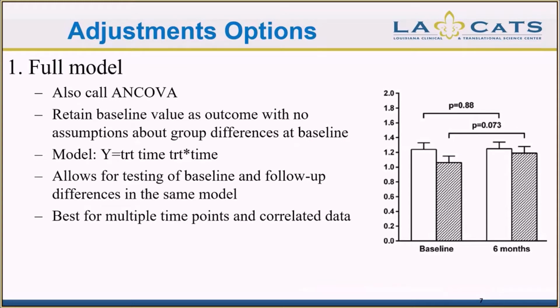So the first model we'll talk about is the full model. This is also called the ANOVA model. Here, we're going to retain the baseline value as one of the outcomes. So we're going to have two outcomes, one at baseline, one at follow-up. This allows for testing all different combinations of baseline, follow-up, and treatment groups. So we could test at baseline, are the two groups equal? At follow-up, are the two groups equal? Are the change scores equal? So this model is advantageous for all the different tests that we can use.